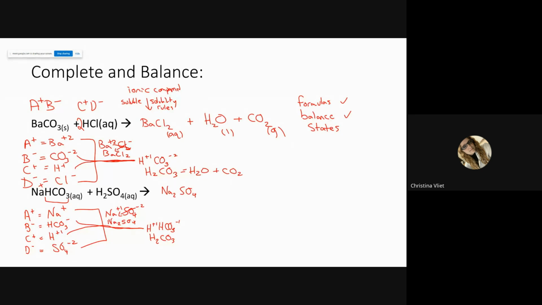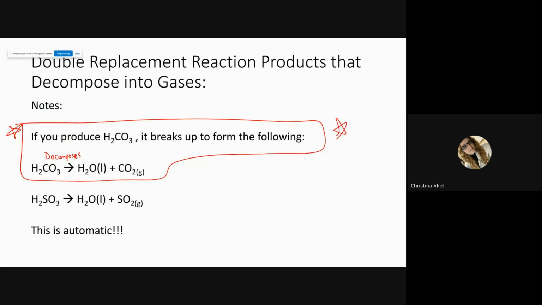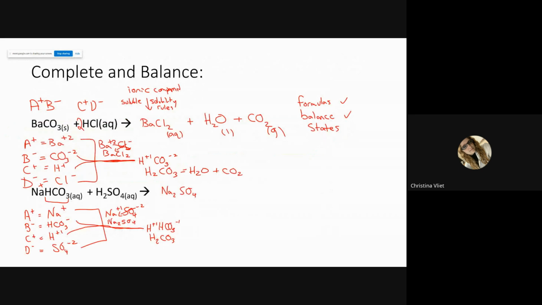Does that make sense? That H+ and HCO3- do combine to make this. Well, guess what? That's the thing you've got to remember. When that's made, it automatically decomposes to become water and carbon dioxide. So every time you see H2CO3, you've got to translate that to water and carbon dioxide. You're going to get a gas out of this.